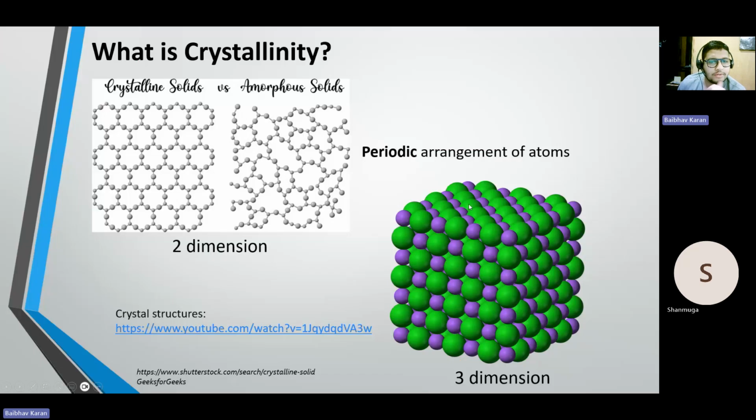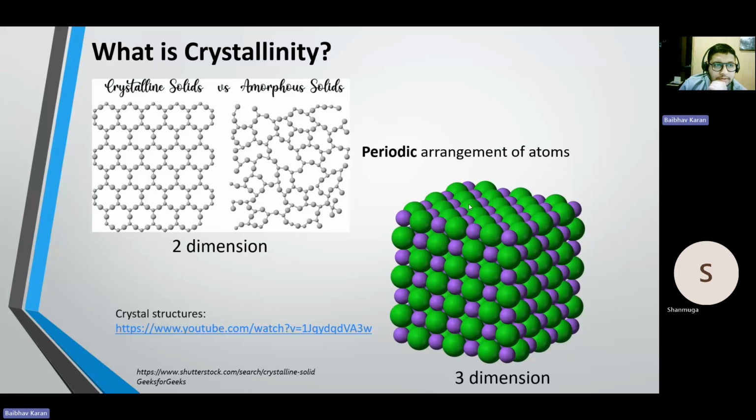So yeah, this was just to give you an idea about what crystal structures are and the periodic arrangement of atoms in crystal structures. As I said, how periodically the atoms are arranged, and how they occur in solids, determines the properties of the materials.